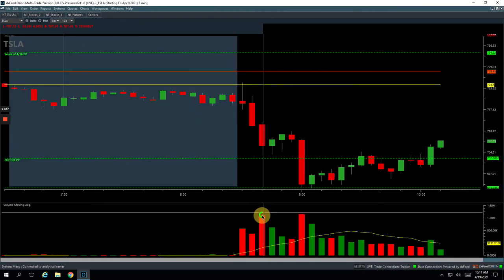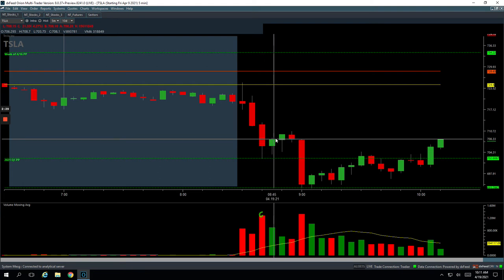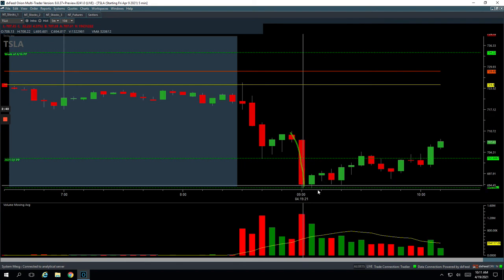In Tesla, I had this big spike in volume, so it just looked for a little bounce. Got short right here and pushed up a little bit more. I added to it right in this area, and then this thing just flushed. Booked a quick $1,500 just on that trade there.